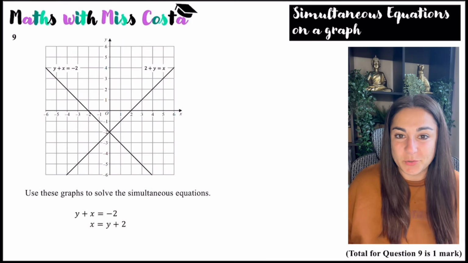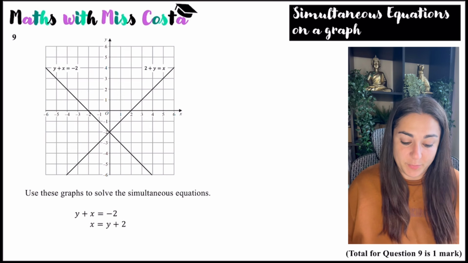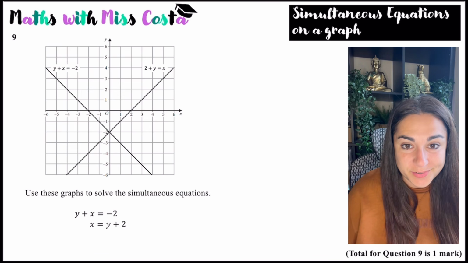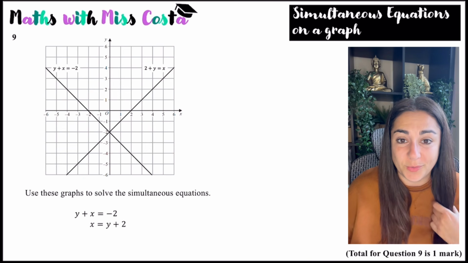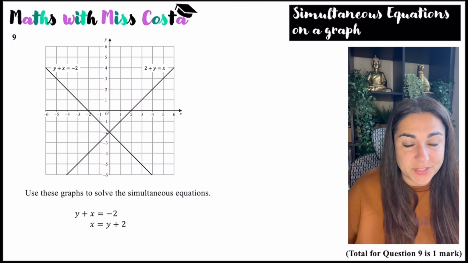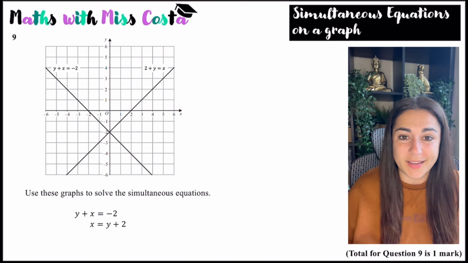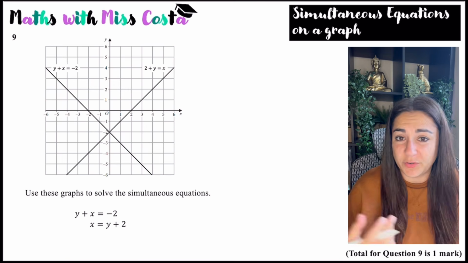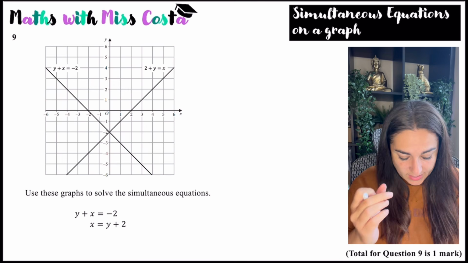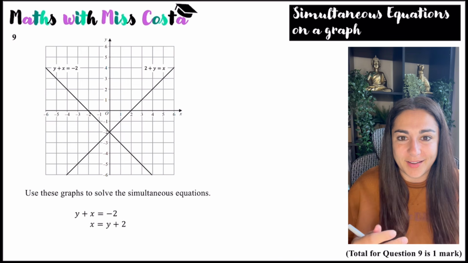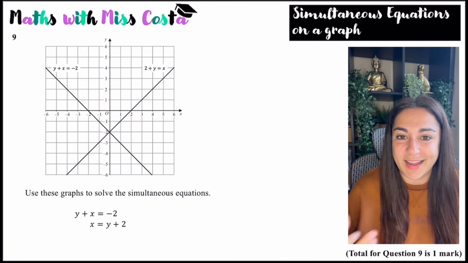Okay, so we're dealing with simultaneous equations now. Here we've been given a graph and we're told to use the graphs to solve the simultaneous equations. What a lot of people do, this is a 1-mark question and they've told you to use the graphs. A lot of people ignore this and they still try and solve the simultaneous equations. You can, it's going to take you a very long time and it's not going to be a very good use of your exam time. Much better would be to actually use the graphs.